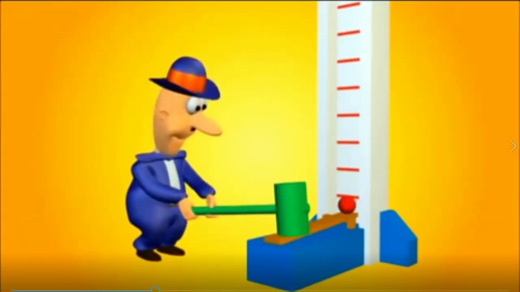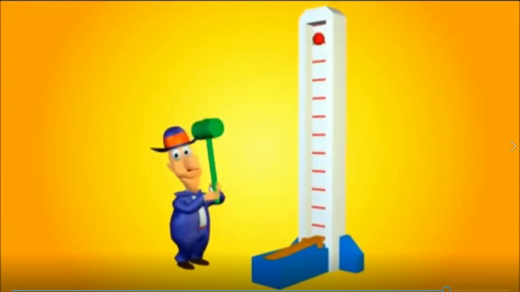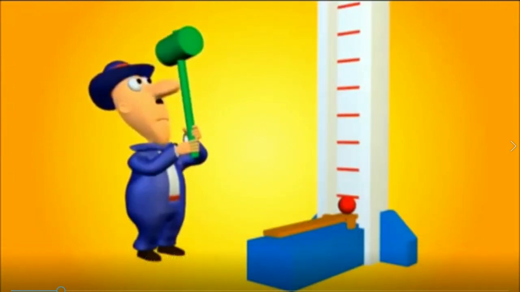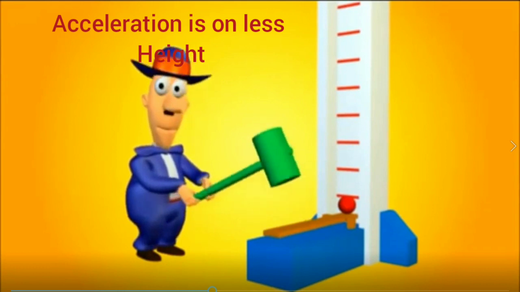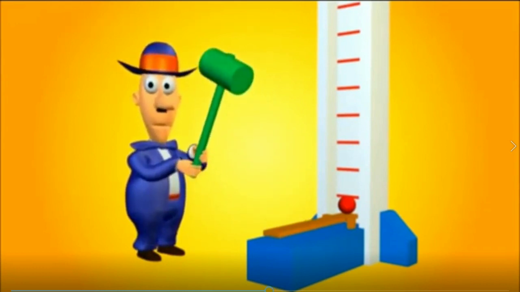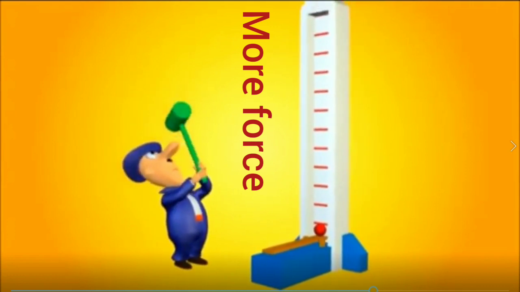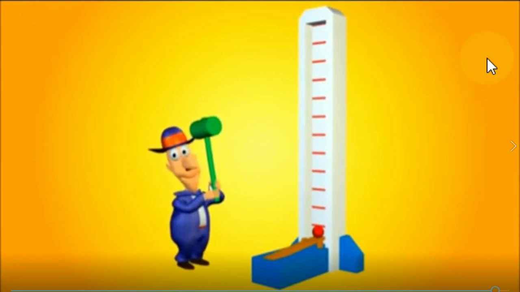For example, here we can see a man hitting on the power meter. He applies less force, then the acceleration of the ball is less and it reaches a lower height. But when the second time he applies more force, then the ball rises much higher than before. So this is about the second law of motion.